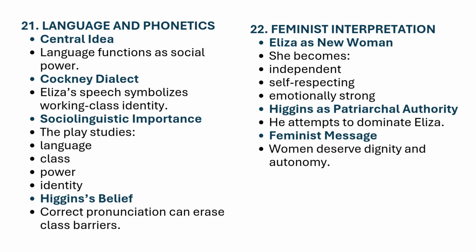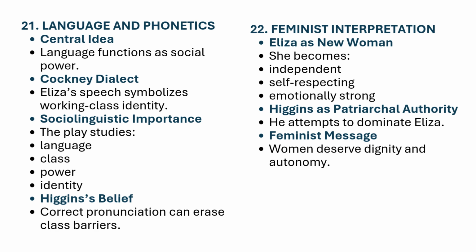Eliza's greatest achievement is not speaking like a duchess. Her greatest achievement is becoming a woman who controls her own destiny. Therefore, from both a sociolinguistic and feminist perspective, Pygmalion is a revolutionary work. It demonstrates how language influences social status while also showing that true human development requires confidence, dignity, and independence.